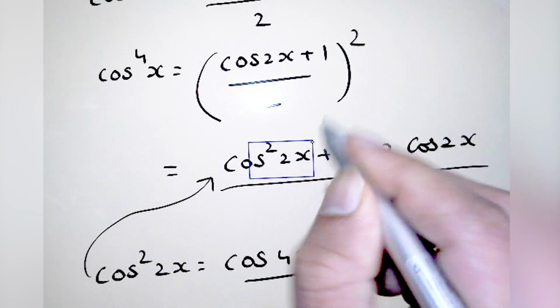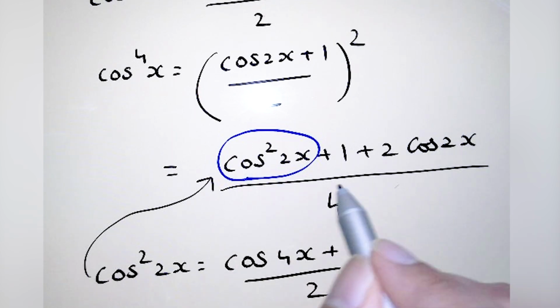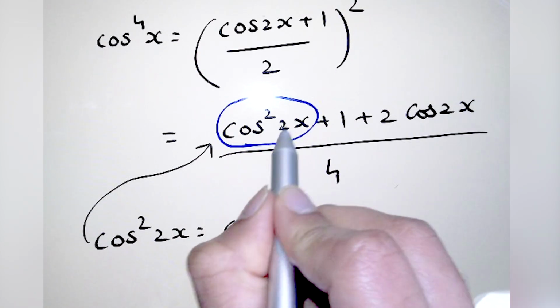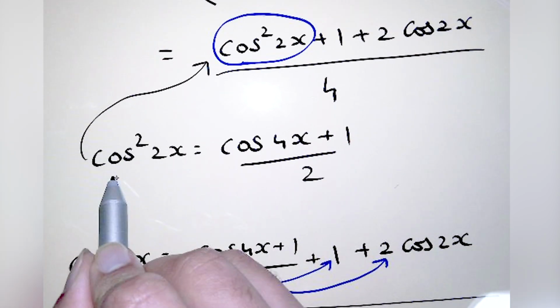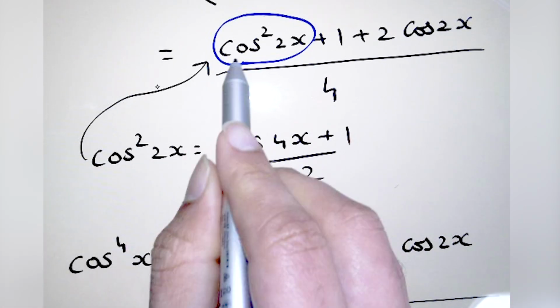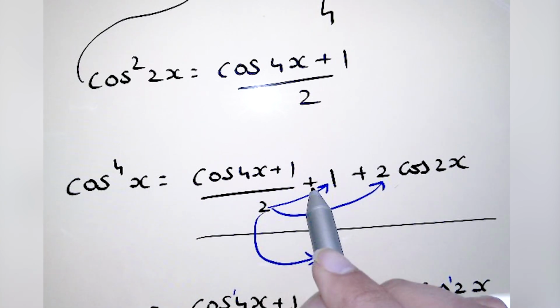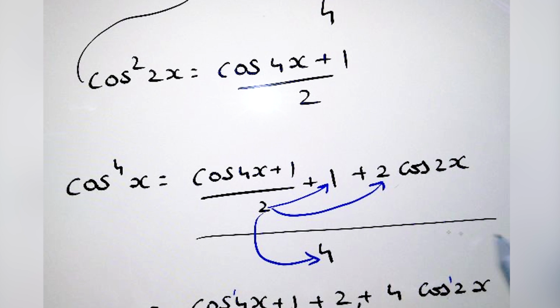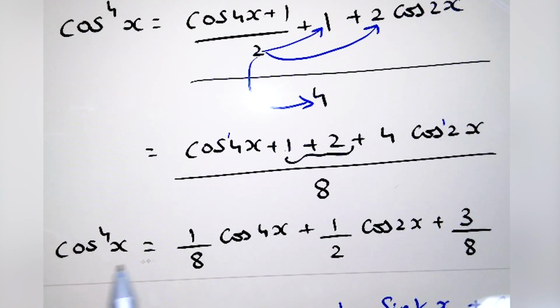So I don't want cos square terms. I just want power 1 terms. So I want to convert this cos square 2x into cos 4x. So cos square 2x can be written as (cos 4x plus 1) by 2, and plug this relation in the equation. So cos power 4x will be ((cos 4x plus 1) by 2 plus 1 plus 2 cos 2x) whole divided by 4. So if we simplify further, we will get cos power 4x as 1 by 8 cos 4x plus 1 by 2 cos 2x plus 3 by 8, right?